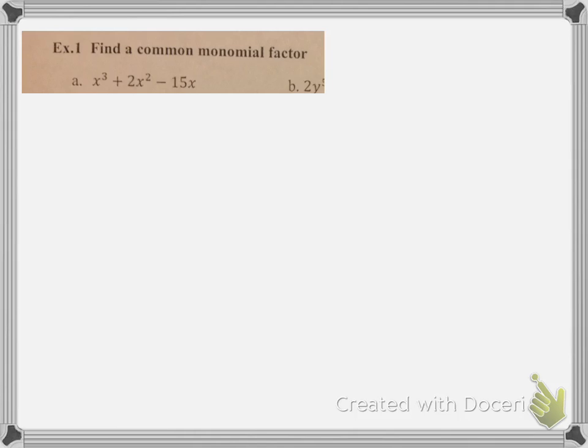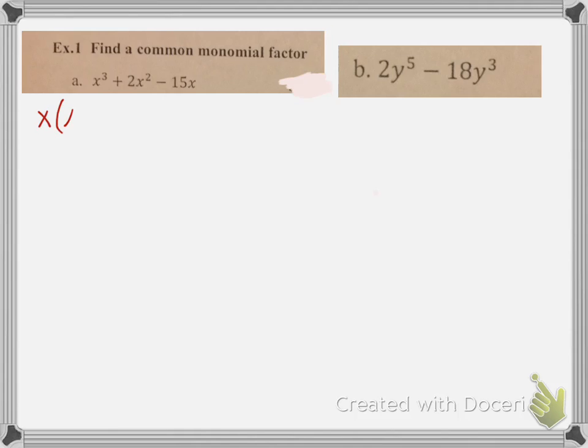So let's look at the first example. What can I factor out from x cubed, 2x squared, and 15x? What do they all three have in common? They all have an x. When I factor out the x from x cubed, what do I have left over? X squared. When I factor out the x from 2x squared, I have a 2x left over. And when I factor out the x from the 15x, we have just a minus 15.